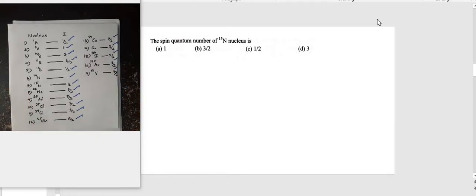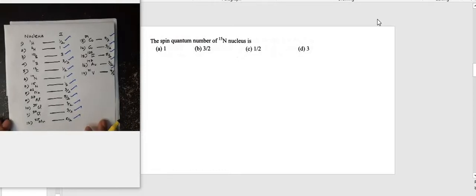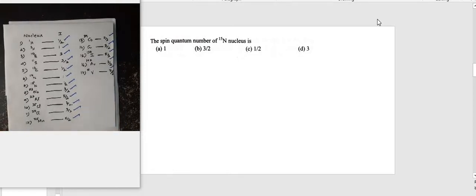Here I have shown some of the common nuclei for which the spin quantum number values are very important. So try to remember these values. By remembering them you can easily answer this type of question without doing any calculations. For the N15 nucleus, the I value is 1/2, so the correct option is option C.